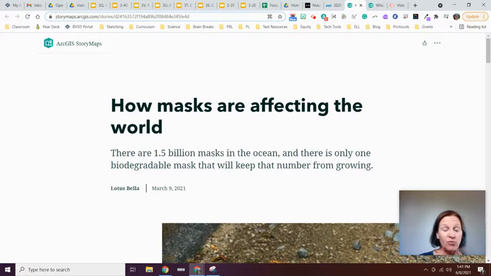So the story map is just a digital tool. And what you're going to do here is we're just going to scroll through. So I'm going to kind of show you some of the key features of their story map. And I've also given you the link to the story map. So if you would like to take a closer look at this and kind of navigate it on your own, you can do that. So we start off with the title here, and then they've got this heading that there are 1.5 billion masks in the ocean, and there's only one biodegradable mask that will keep that number from growing.